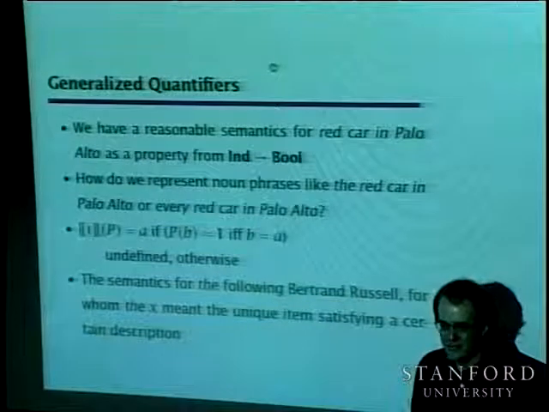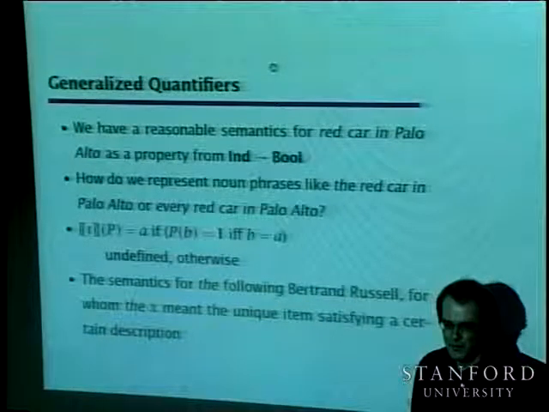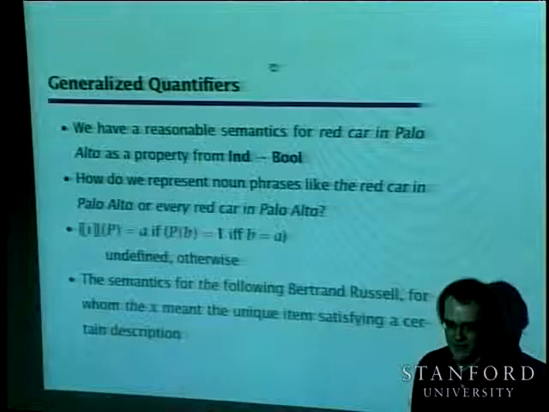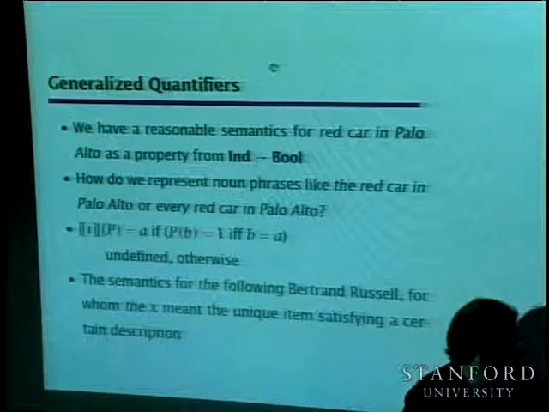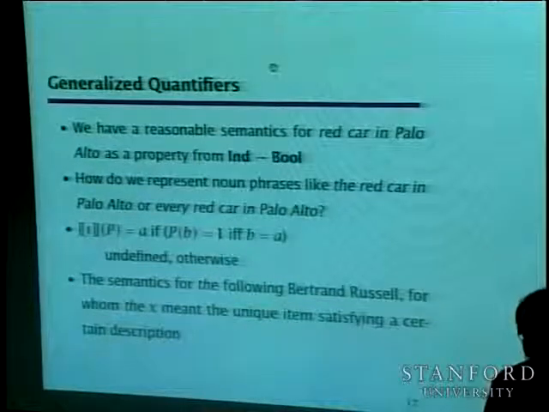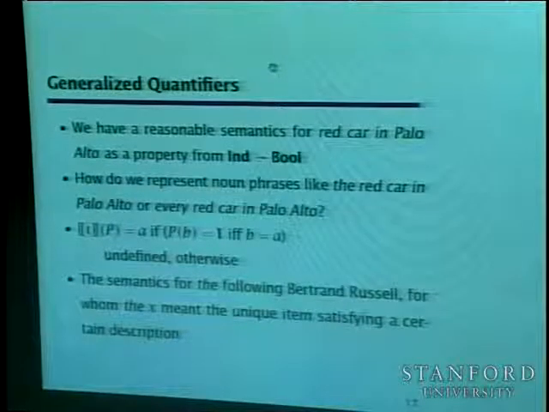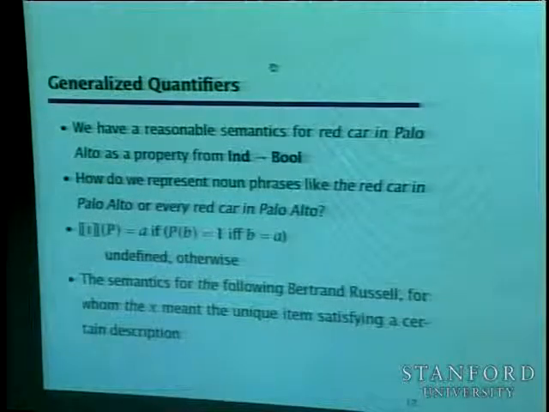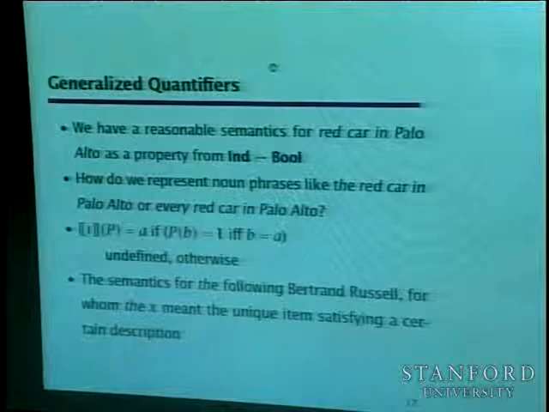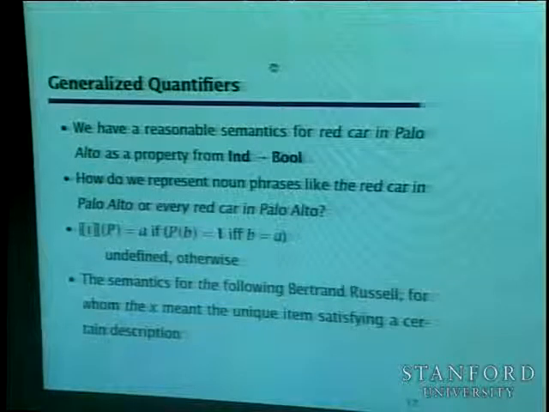What the easiest thing to do is say, well, we want to then map down to an individual, just like we had Kathy and Fong as individuals. The red car in Palo Alto, that should be an individual. It should be this guy right here. That's the meaning of the red car in Palo Alto.